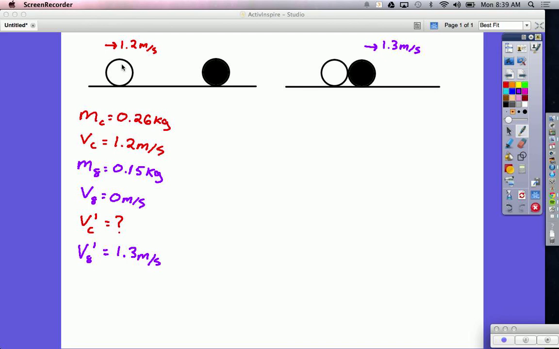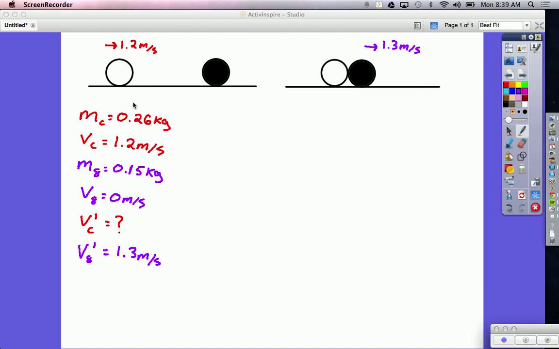Ball into the 8 ball, and we know that the 8 ball is going to move away to the right with a speed of 1.3 meters per second, and we're trying to figure out how fast the cue ball goes after the collision. All of the numbers from the problem I wrote down here in this column, which is always a good idea to do.